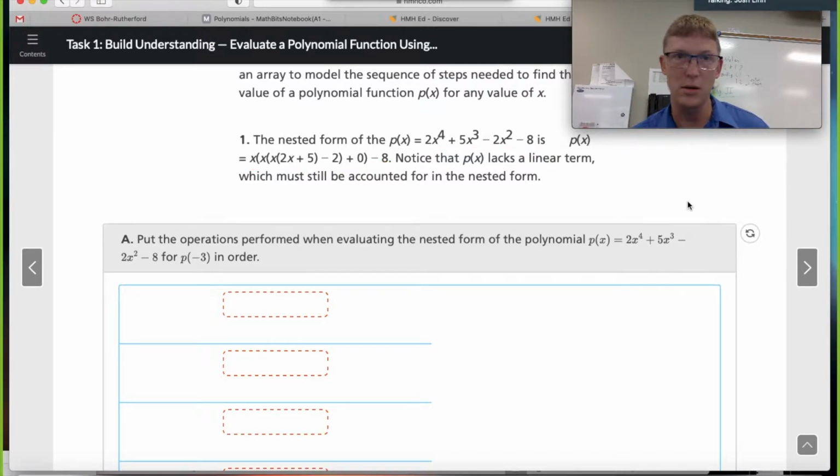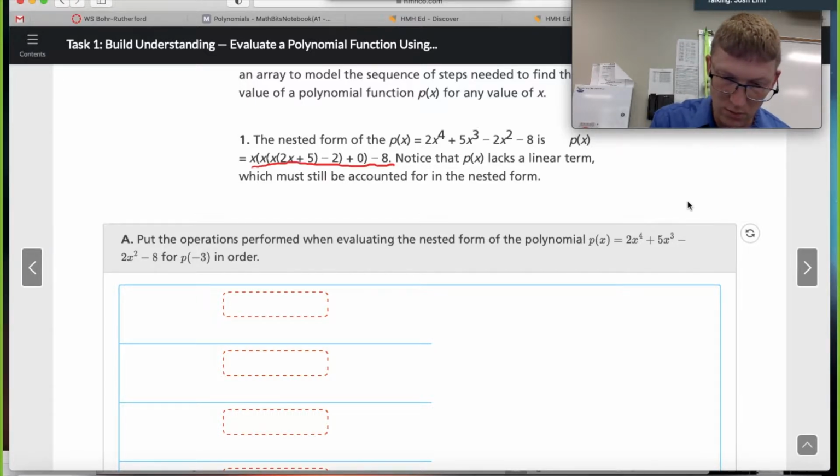So let's see here. Put the operations performed when evaluating the nested form of the polynomial in order. So, okay, we're not using synthetic division. They're going to make a comparison here. So we're doing this nested form first. So I'm going to go ahead and write that down because I'm going to forget it. Because I forget most things.